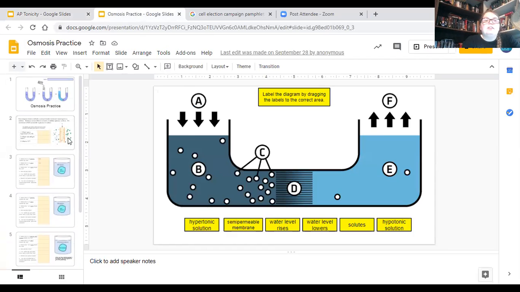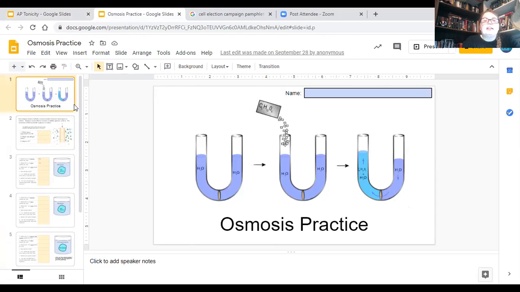All right, so y'all have a practice assignment. It's mostly osmosis, but y'all got the idea. We're going to need to be able to think about this going into water potential and the lab that we're going to be doing at the end of the week.